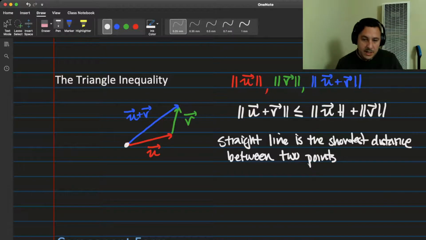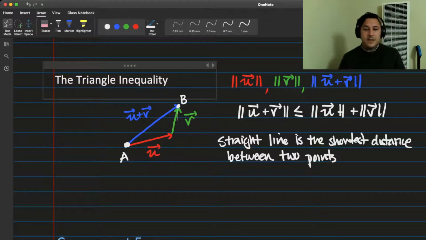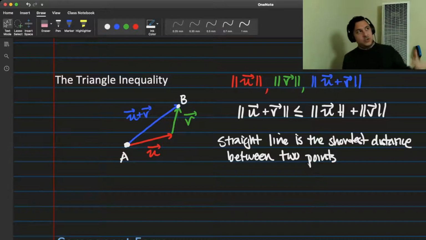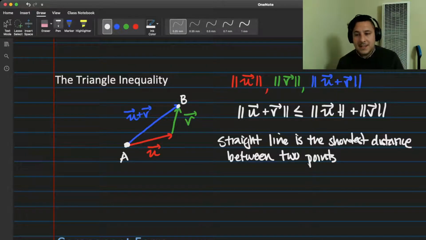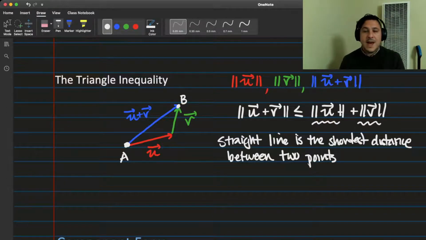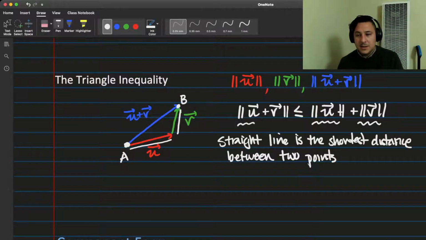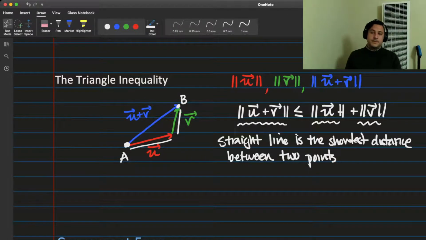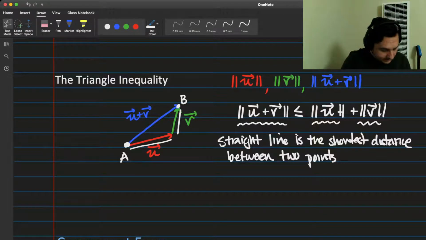So let's call this point right here A, and let's call this point right here B. Well, the vector u plus v is a straight line between A and B. That has to be shorter than any other path you can take. You could start at A and travel along u, and then travel along v and get to B, following this and then this. But that isn't a straight line path because you go along u and then you go along v. That has to be longer than the straight line path between them. Okay, and that's all the triangle inequality says.